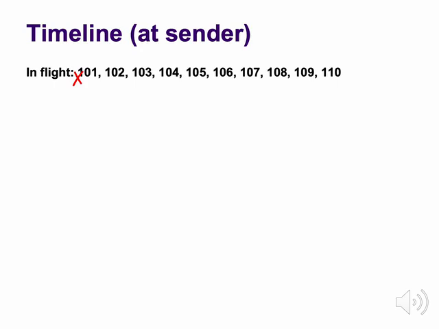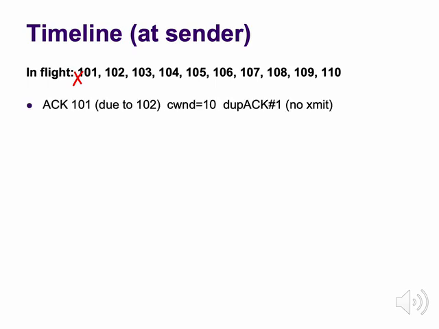Moving forward, what I'm going to show you here is the timeline of events and actions at the sender. Recall what we have in flight are packets from 101 to 110. Those had already been transmitted by the sender when we first stepped into this example, and packet number 101 has been lost. And we're going to walk through the timeline where we say what the sender does.